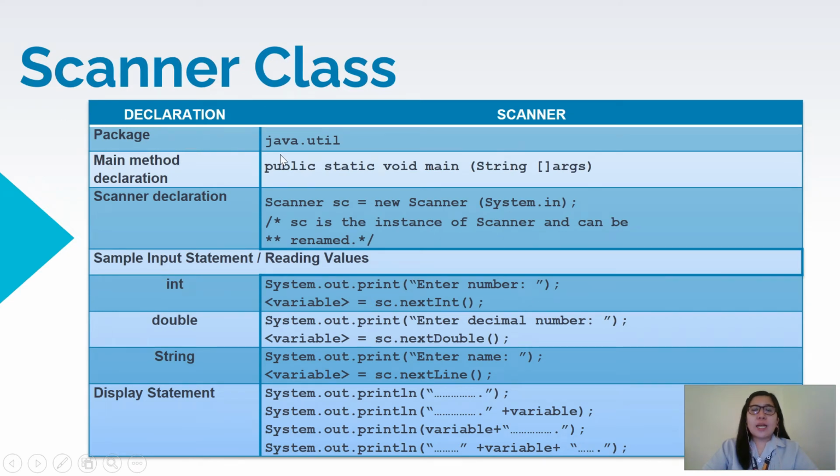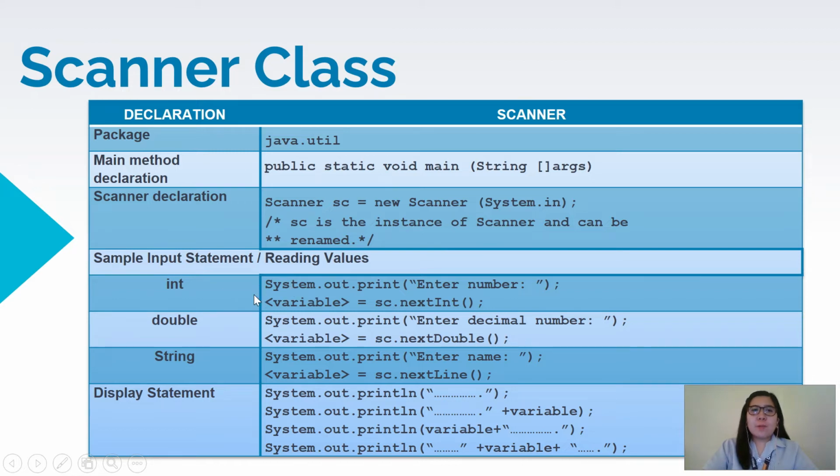For package, unlike in BufferedReader where we use java.io, in Scanner we have java.util. For main method declaration, it is the same public static void main with the presence of String args. Throws IOException is not present here, unlike in BufferedReader. For Scanner declaration, the Scanner class is followed by a space and sc. So sc here is the instance of the Scanner class and this can be renamed. Is equal to new Scanner(System.in).